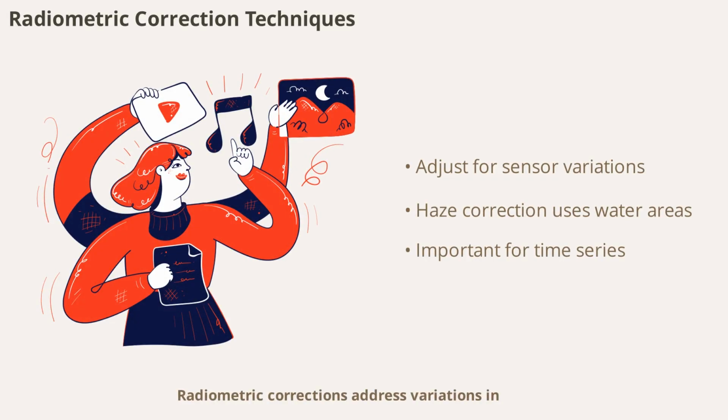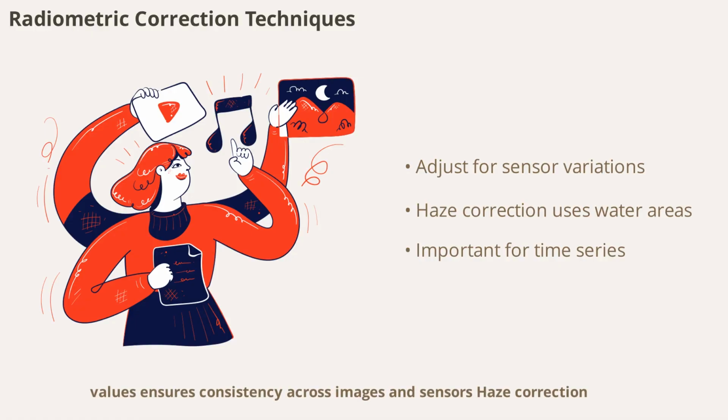Radiometric corrections address variations in sensor response and atmospheric effects. Transforming digital numbers to absolute radiance values ensures consistency across images and sensors. Haze correction, for example, uses areas with expected zero reflectance, like water in the NIR band, to adjust pixel values. These corrections are especially important when comparing images over time or from different sources.